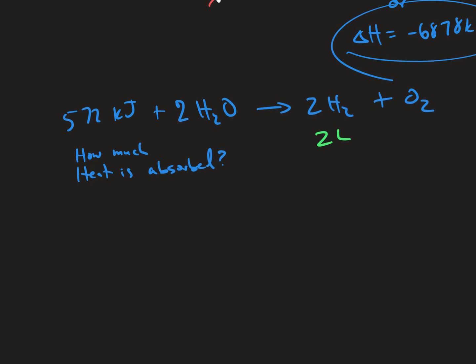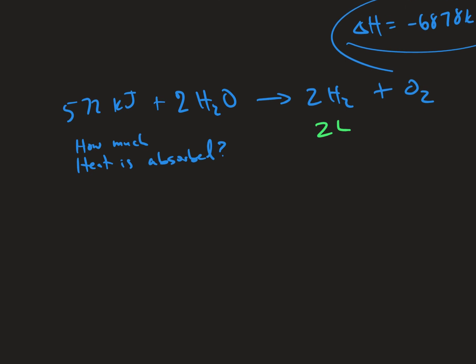Where do I start? 2 liters of... Uh-oh, I have to give you more information, don't I? There's no volume. I need the density of hydrogen gas, which is 1.293 grams per liter. You have to know that. Otherwise, we're stuck.